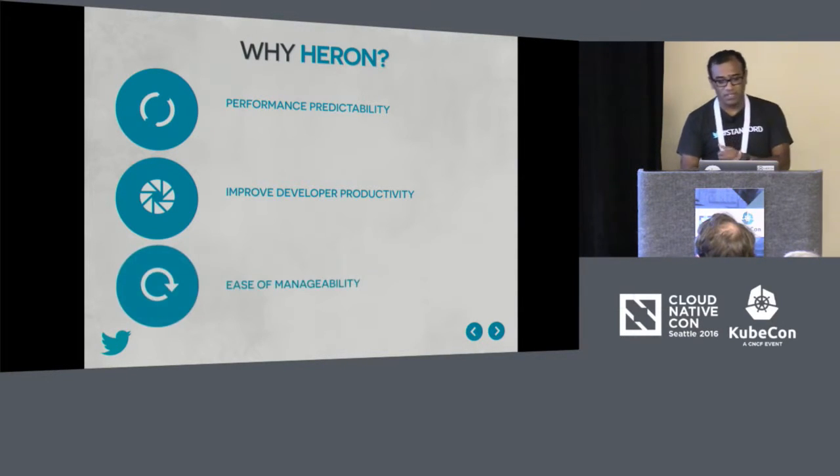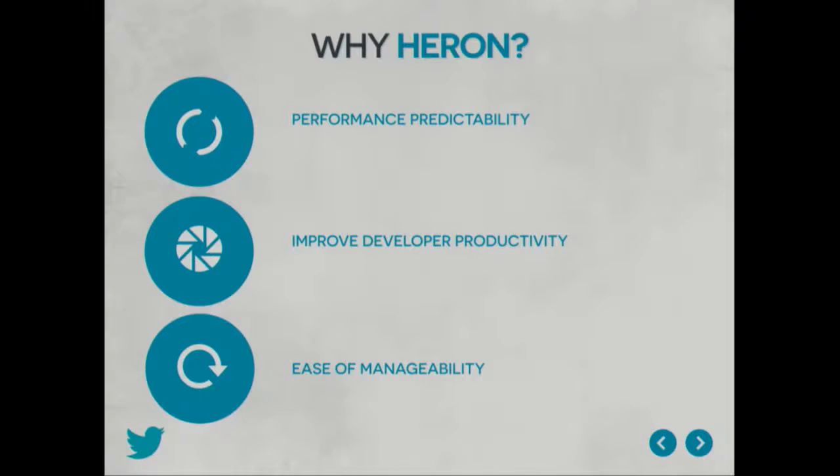The third one is ease of manageability. Instead of running Storm on a separate cluster of its own, we wanted to go to a multi-tenant cluster, because as a small team we have to support the entire Twitter's needs. That means around 30 or 40 teams using the software or the infrastructure. So we had to make sure that we don't have to maintain a separate cluster and the overhead that goes along with it.